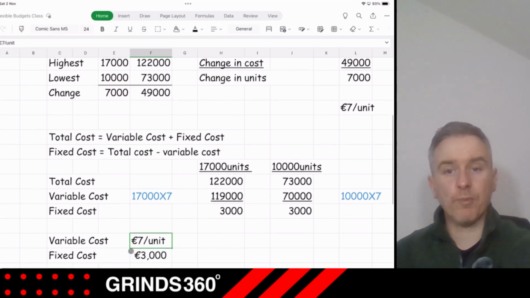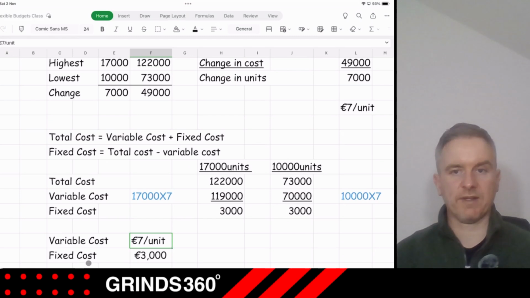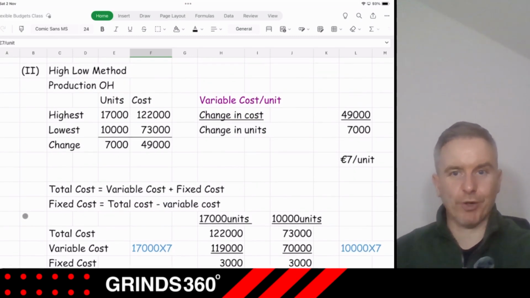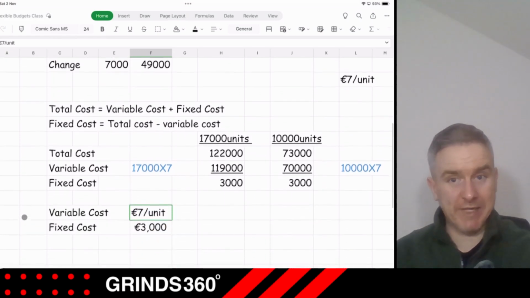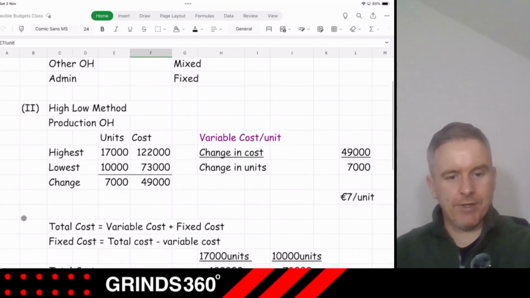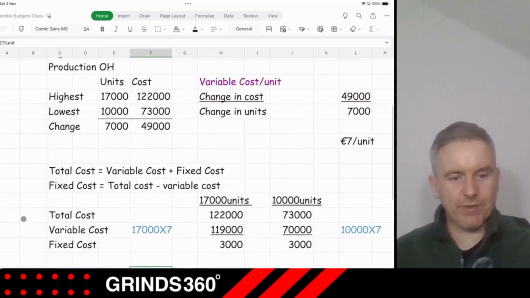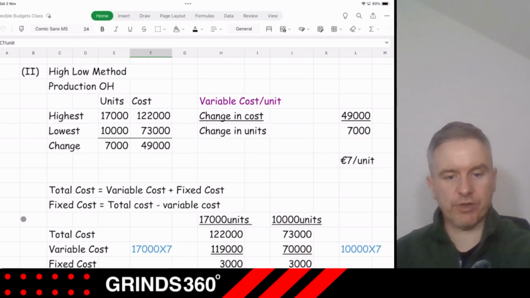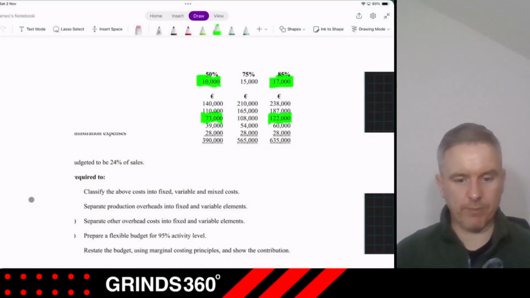And then you're making your examiner's life easy. You're coming along and saying, right, here's the variable cost per unit, here's the fixed cost per unit. They'll just go tick, move on, and then they're much happier with you when it comes to a theory question. Might be a little bit lenient if they have to be. All right, fingers crossed. So that's part 2. That's our production overhead separated into fixed and variable.